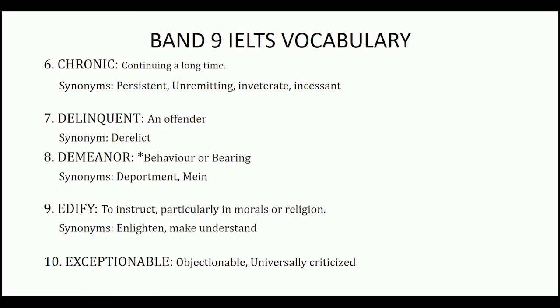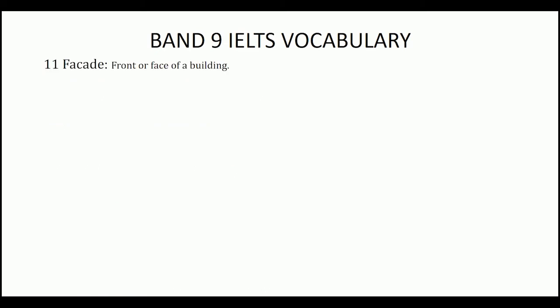The number 10 is exceptionable, which means objectionable or something which is universally criticized, and you can use synonyms like questionable, reprehensible, and censorable. The number 11 is facade, and this word is especially used for the elevation or the front face of a building. So you guys can use a synonym like elevation instead of facade in your essays.